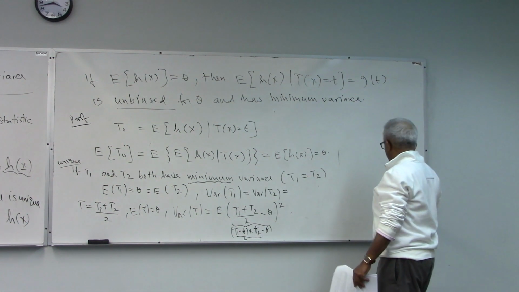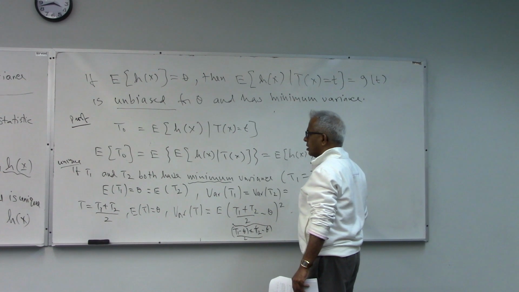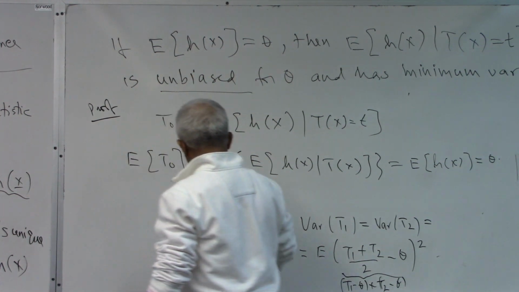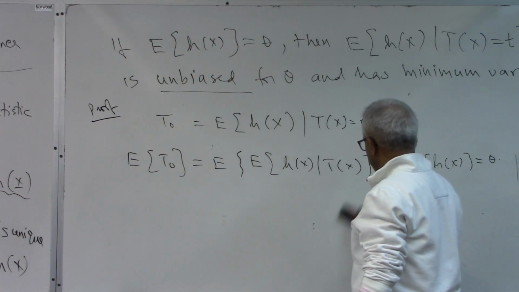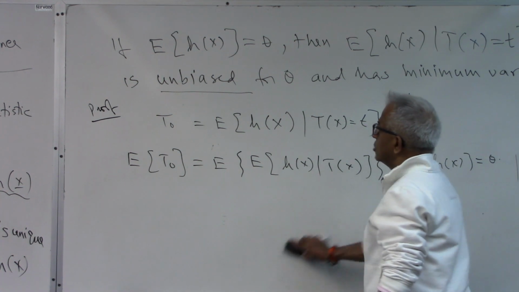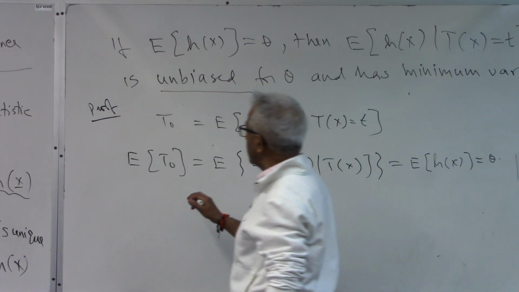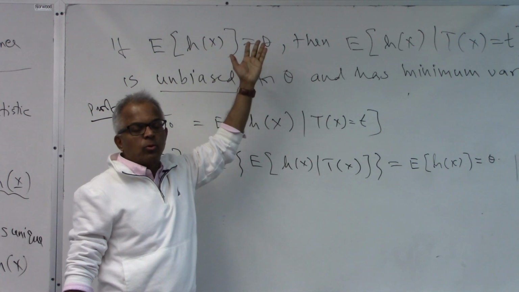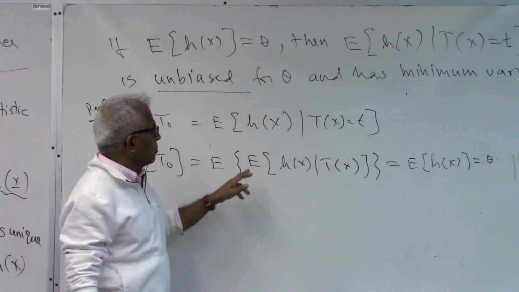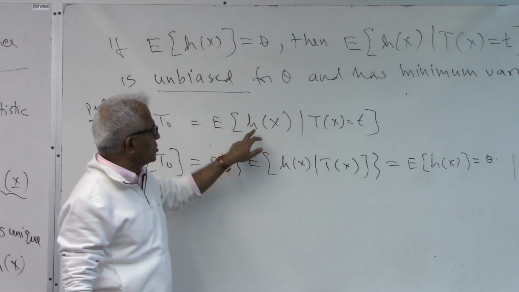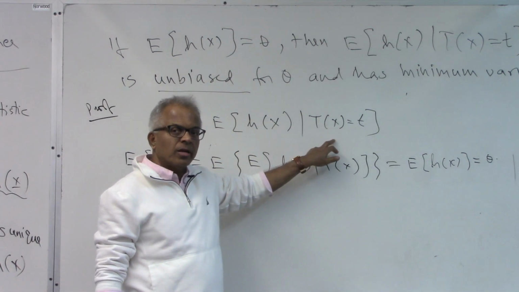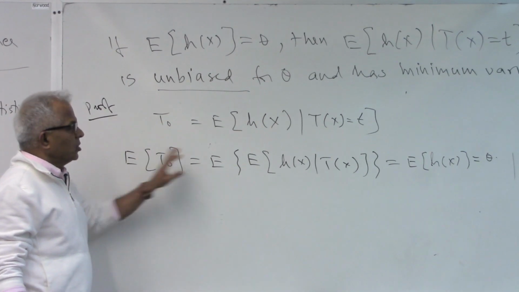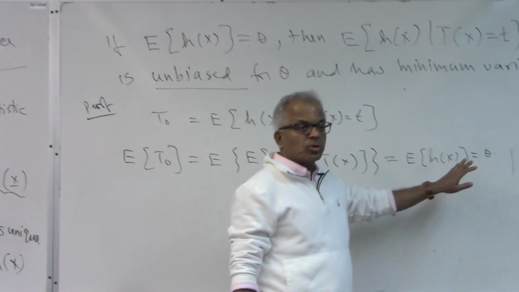So the remaining proof is from Professor Rao's book. I guess we showed the uniqueness. Now all I need to show is about T naught. Let me start with H(x), any unbiased estimator for theta. Then I take the conditional expectation of H(x) given T, the sufficient statistic, and call that T naught. I just showed you that T naught is an unbiased estimator for theta.